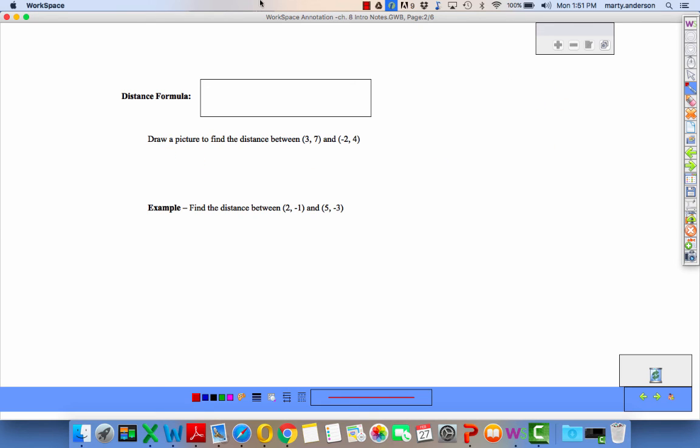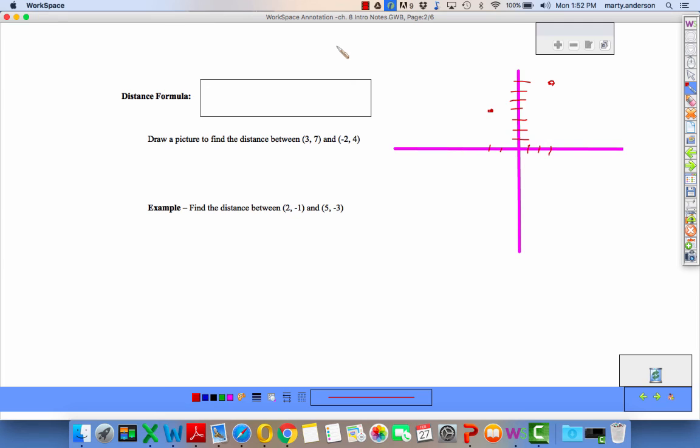Distance formula. If we're going to talk about it on a coordinate plane, let's draw a coordinate plane and plot the points. Where 3, 7 is: 1, 2, 3, then 1, 2, 3, 4, 5, 6, 7. We've got negative 2, 4: 1, 2, then 1, 2, 3, 4.